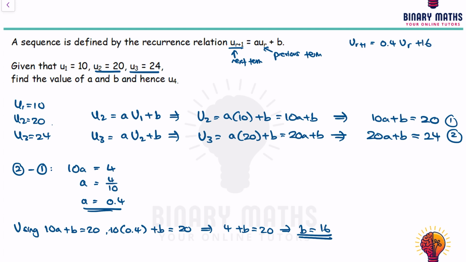So now if I find u4, u4 will be equal to 0.4 times u3 plus b, which is 16, which is equal to 0.4 times u3, we were given was 24, plus 16, and the value we get is 25.6.